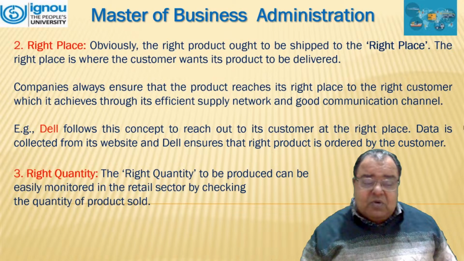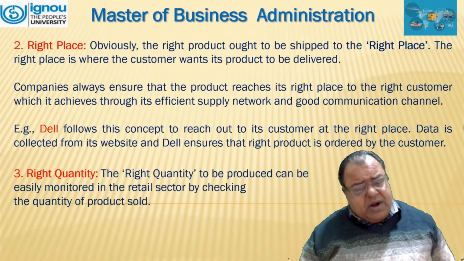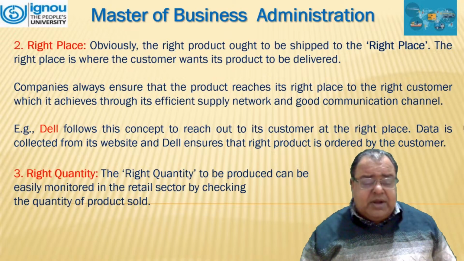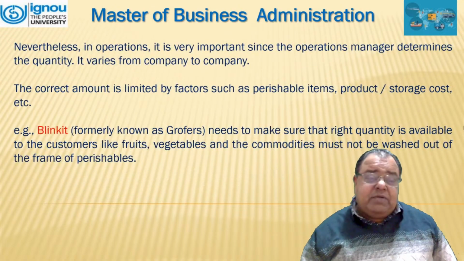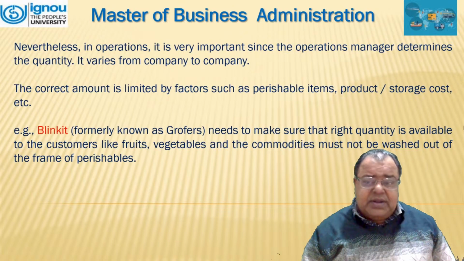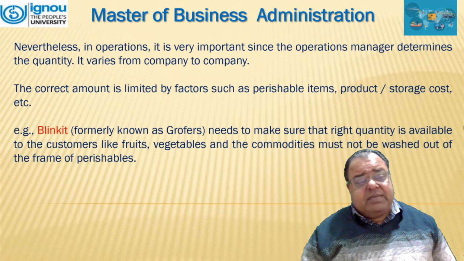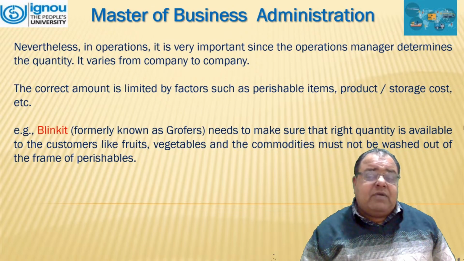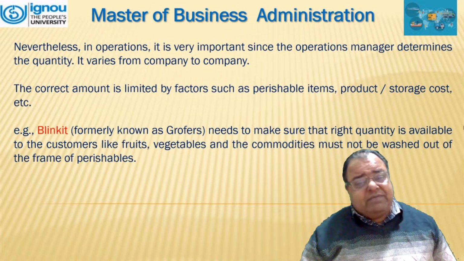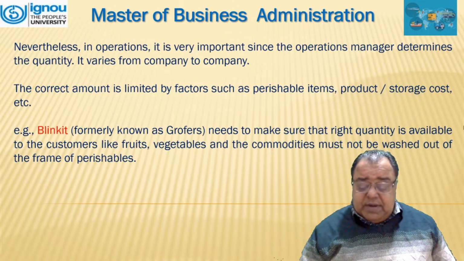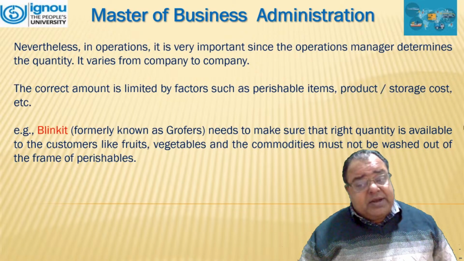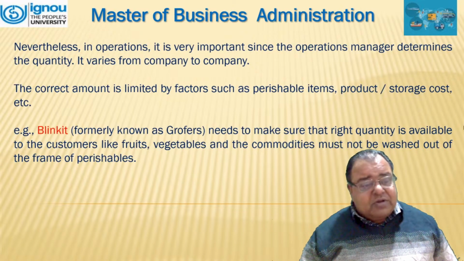Then comes the right quantity. The right quantity to be produced can be easily monitored in the retail sector by checking the quantity of product sold. Nevertheless, in operations, it is very important since the operations manager determines the quantity. It varies from company to company because companies have different perspectives of reaching and attaining the customers. The correct amount is limited by factors such as perishable items, product, storage cost, etc.